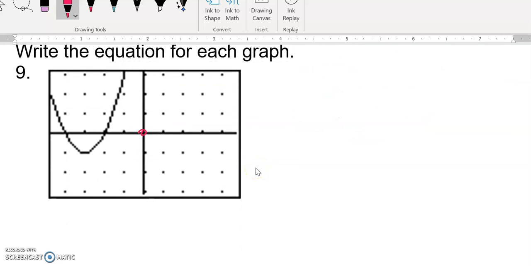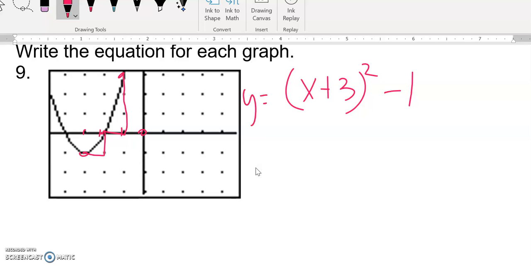So I'm going from here to here. I go 1 over 1 up, it hit there. 1 over 1, 2, 3 up, and it hit there. So it is the parent function just transformed. 1, 2, 3. It's left 3. Down 1. Make sure it's an equation.